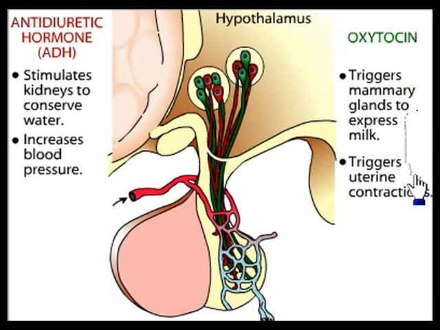So, the posterior pituitary hormones are two, the antidiuretic hormone and the oxytocin. The antidiuretic hormone is also called arginine vasopressin or AVP in human beings. It is the ADH that is important for us to understand the water metabolism in this lecture.